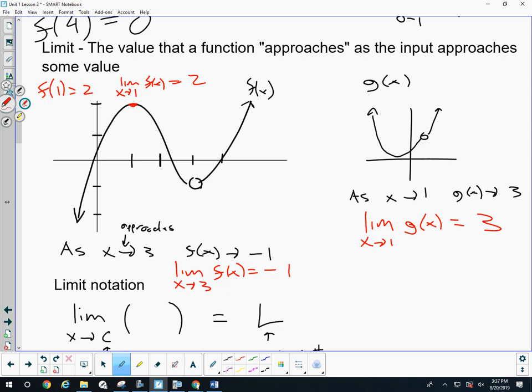I could just give you x squared, and then the limit would just equal the function value, because x squared is a nice curve. It's got the point 1, 1, and you'd be approaching 1 from both sides. Okay? So knowing that.